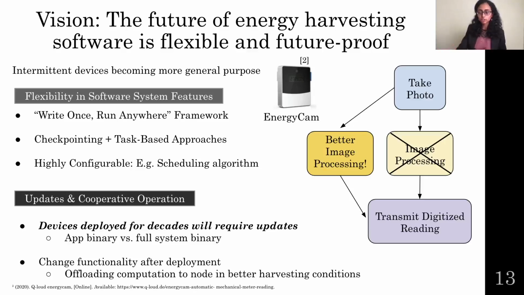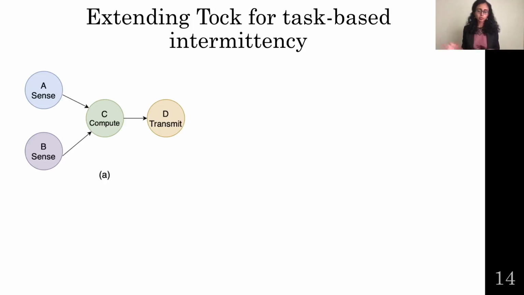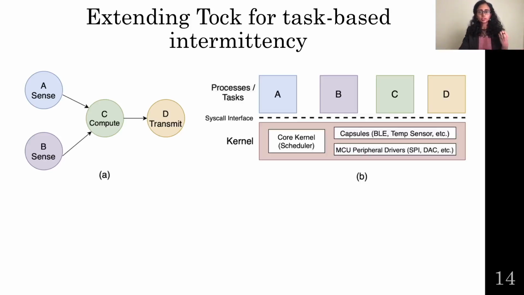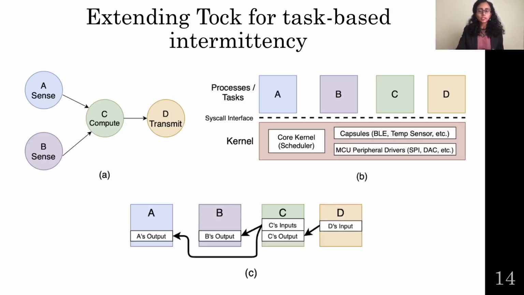Now we're going to talk about how we actually extended TOC for task-based intermittency. We chose task-based because TOC has these processes that we felt mapped well to tasks. So as we saw before, this is just a simple task graph. And this is how they map to processes that use this call interface to interact with the kernel. And then this last diagram is how the data is passed between processes.